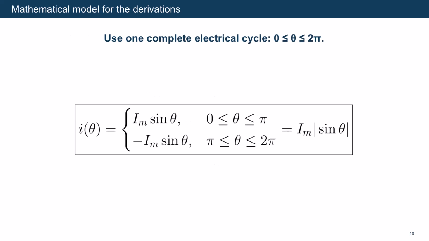For every average and RMS calculation, we use the complete 2 pi electrical cycle. On the first half cycle the current is Im sin theta. On the second, it is minus Im sin theta, which is positive because sin theta is negative there. Equivalently, the current is Im times the absolute value of sin theta.